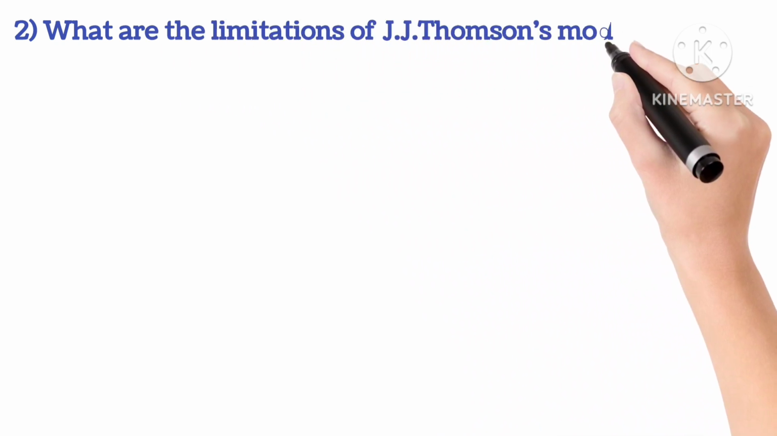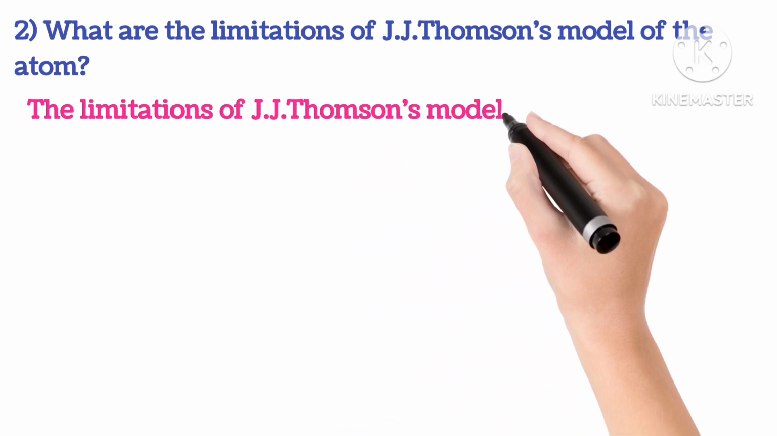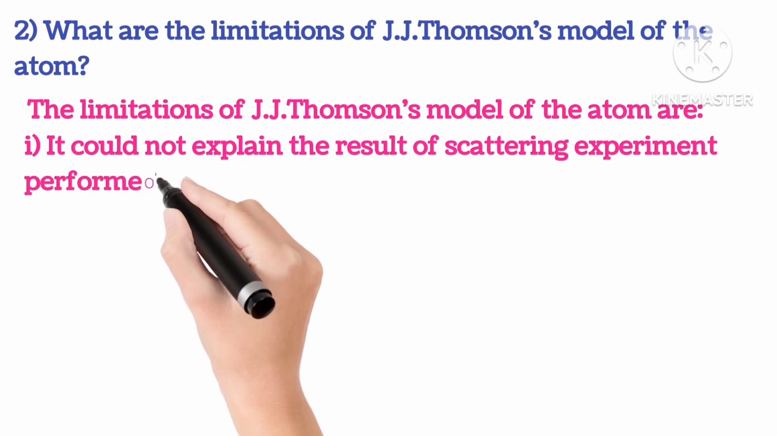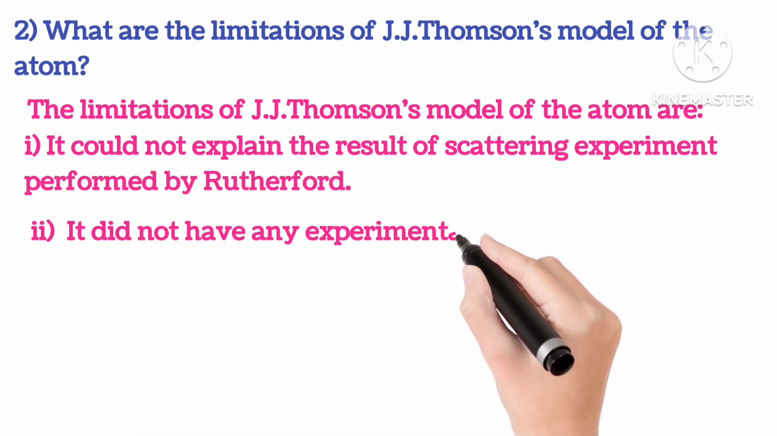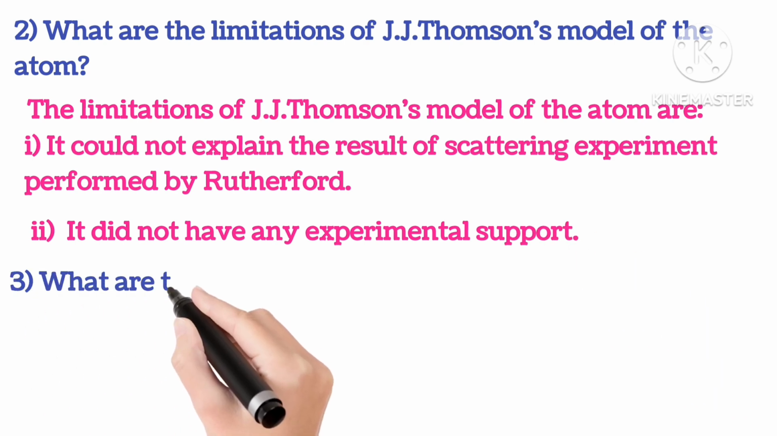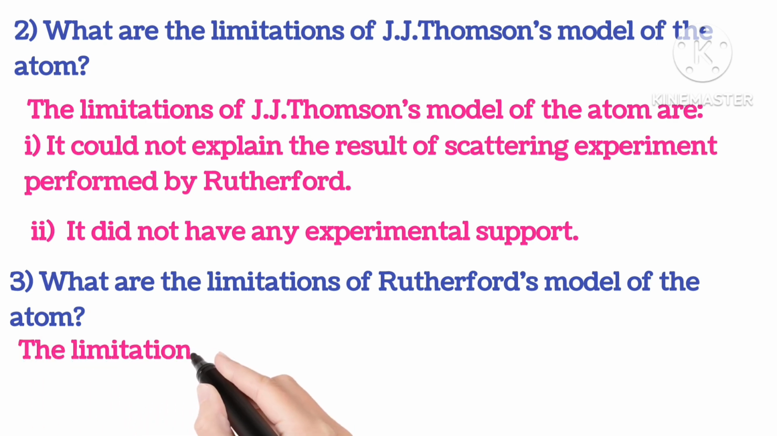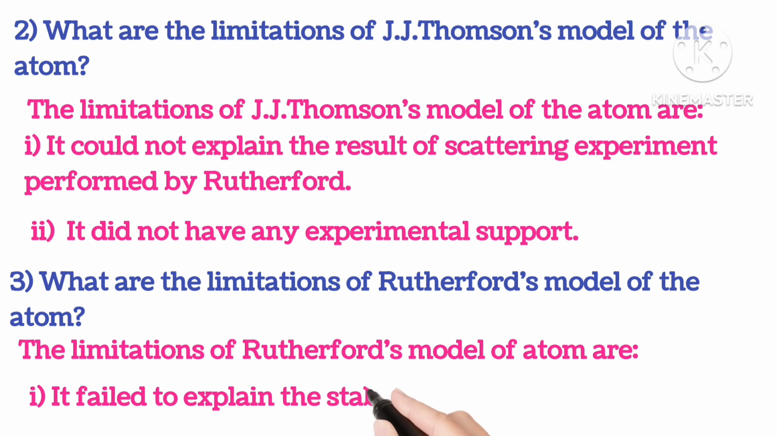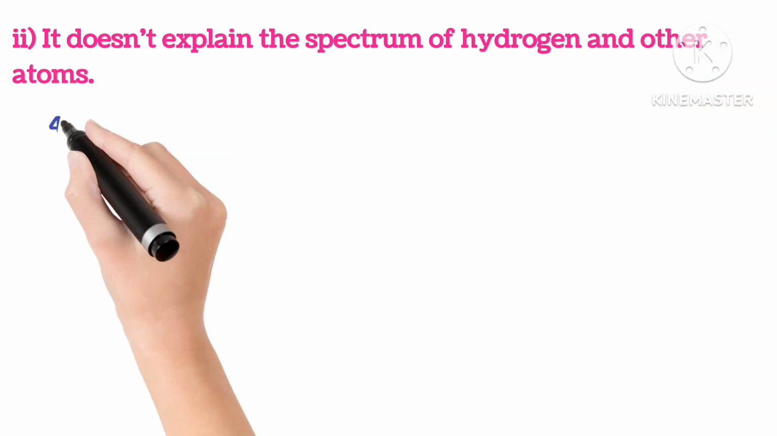What are the limitations of J.J. Thomson's model of atom? The limitations of J.J. Thomson's model of an atom are: it could not explain the result of scattering experiment performed by Rutherford. It did not have any experimental support. What are the limitations of Rutherford's model of an atom? The limitations of Rutherford's model are: it fails to explain the stability of an atom. It doesn't explain the spectrum of hydrogen and other atoms.